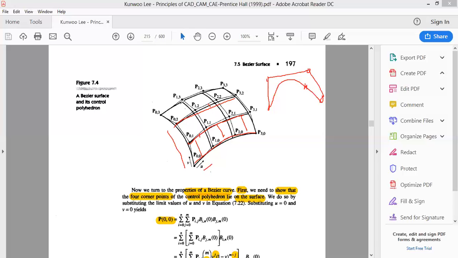And finally, another curve of P03, P13, P23, and P33, which is offset by a distance of 3 units. So as of now, we have 4 Bezier curves like this. Now, similarly, we can have it in the parallel direction also like this, right?